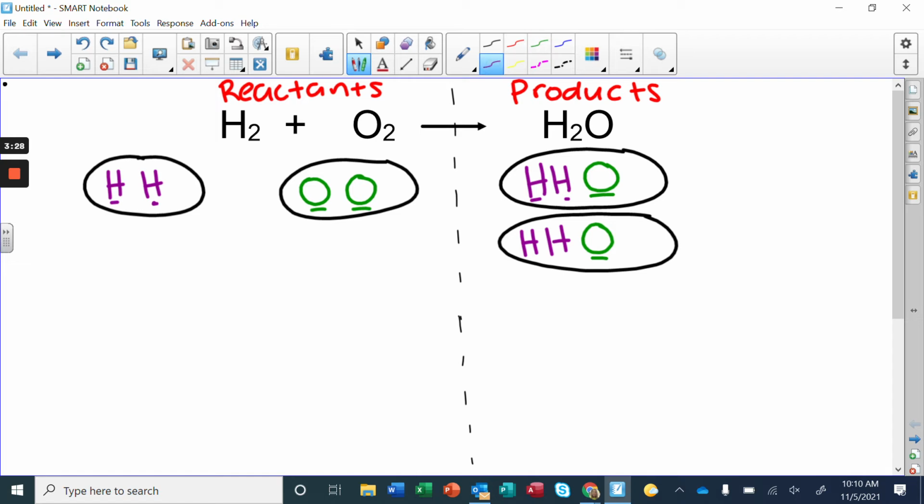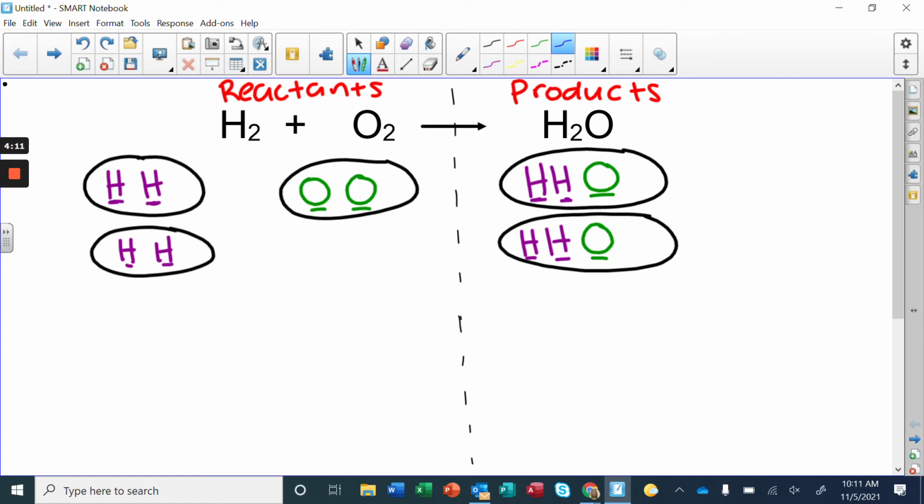On my reactant side, I have 1, 2 hydrogens. On the product side, I have 1, 2, 3, and 4. So they are not equal. I need more hydrogens on the reactant side, so I'm going to add another bubble of hydrogen. I'm going to count. I have 1, 2, 3, 4 hydrogens on the reactant side, and I have 1, 2, 3, 4 hydrogens on the product side. Double check to make sure the oxygens are still balanced. 1, 2 on the reactants and 1, 2 on the products. I have the exact same number of hydrogens and oxygens on both sides of my chemical equation.